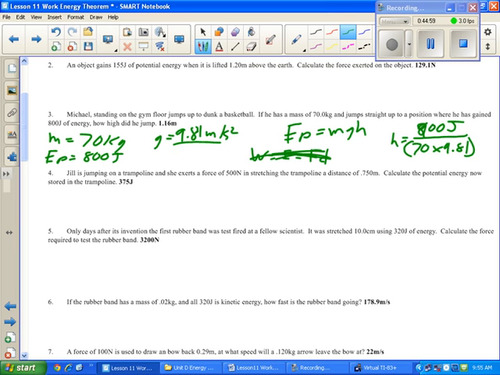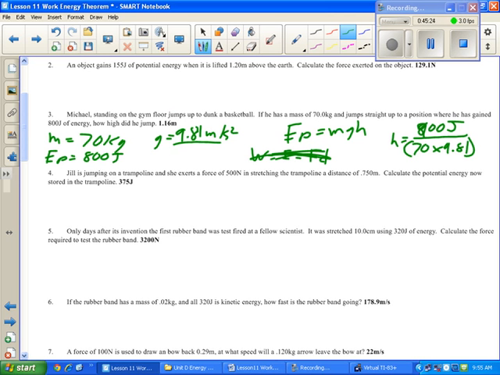Work is a transfer of energy. He does work on the floor, and the floor does work on him, giving him 800 joules of potential energy. Does that make sense? I don't want you to think work and energy are the same thing. They're not. But the only way he gets this 800 joules of energy is because he does work. He pushes against the floor, and the floor pushes back.